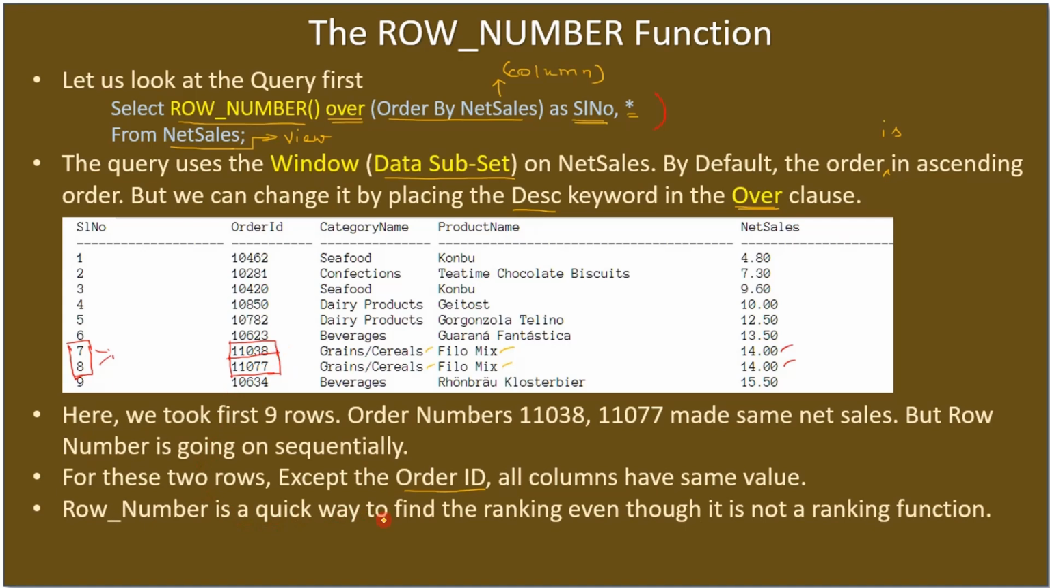Row number is a quick way to find the ranking, even though it is not a ranking function. Since we have a default sorting in ascending order, the top row is the low rank, so the ranking goes from low to high on net sales. Even though there are some duplicates, we can say this is the ranking.